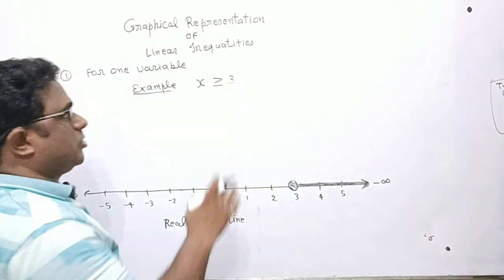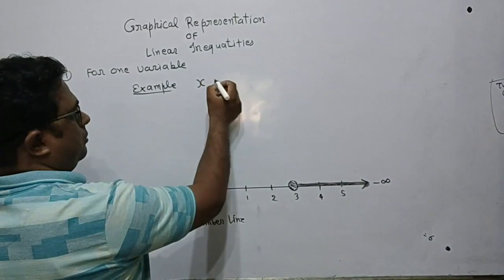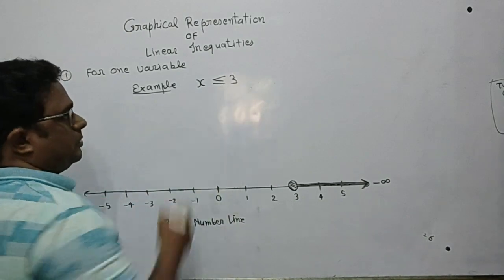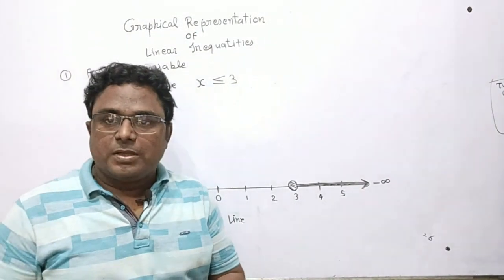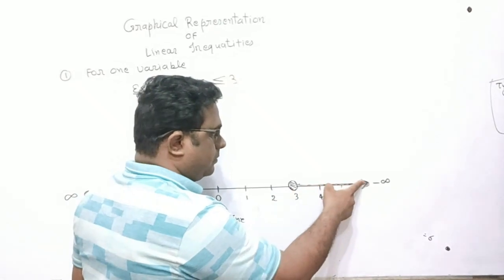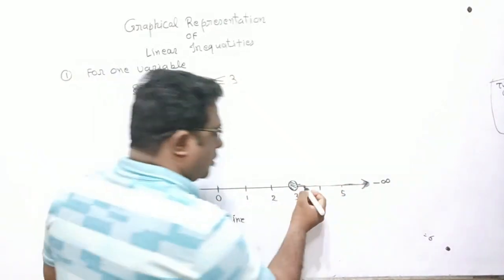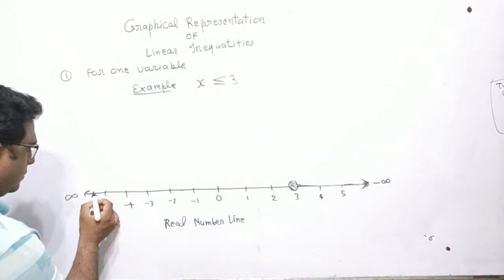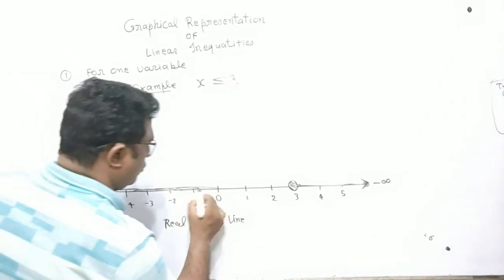Now let us do one more change. If I change the direction of inequality, if I take x less than or equal to 3, so what will you do? Now you will not shade in the right side direction. Now you will shade in the left side direction. You will shade here.